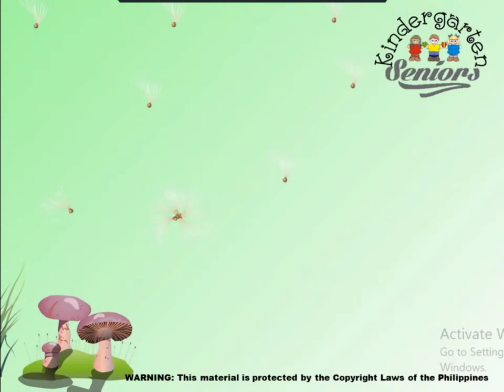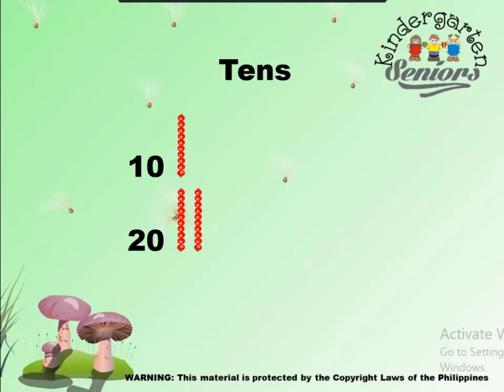Next, let's now have the tens. Okay, so this time we will count by tens. So starting with 10. So this is 10 balls, right? So that is the group of 10 balls. 10, if we have 20, we have 10, 20. This is counting by tens, okay? 30. So 10, 20, 30.